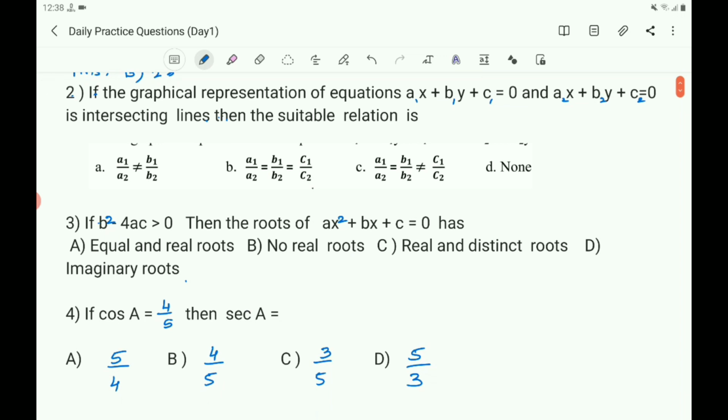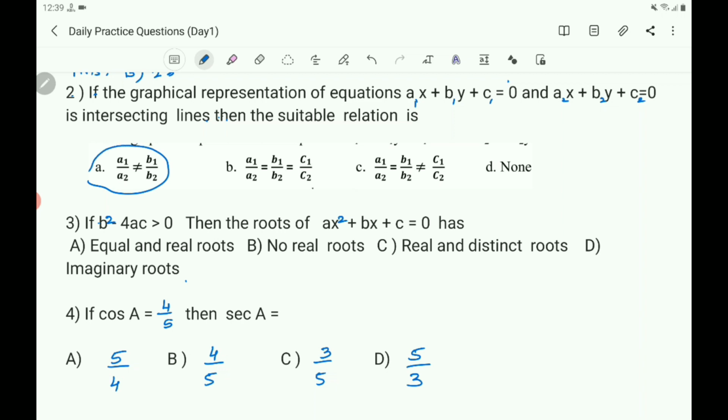Now you take the second question. If the graphical representation of the equations a1x plus b1y plus c1 equals 0 and a2x plus b2y plus c2 equals 0 is intersecting lines, then the suitable relation is... Here, if they are intersecting lines, they have only one solution. They have a unique solution. If they have a unique solution, this is the suitable relation.